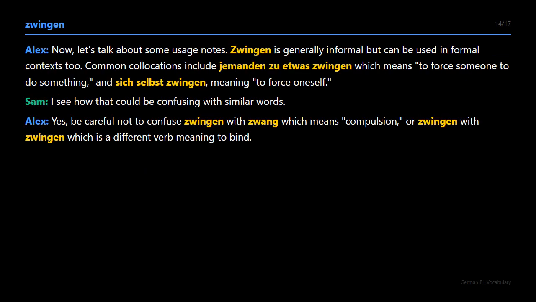Now, let's talk about some usage notes. Zwingen is generally informal but can be used in formal contexts too. Common collocations include jemanden zu etwas zwingen, which means to force someone to do something, and sich selbst zwingen, meaning to force oneself. I see how that could be confusing with similar words. Yes, be careful not to confuse zwingen with Zwang, which means compulsion, or with zwängen, which is a different verb meaning to squeeze.